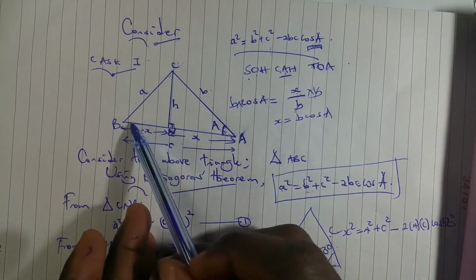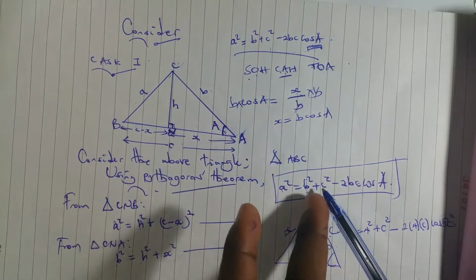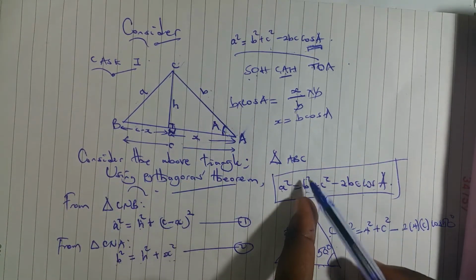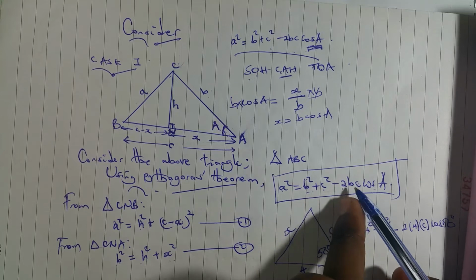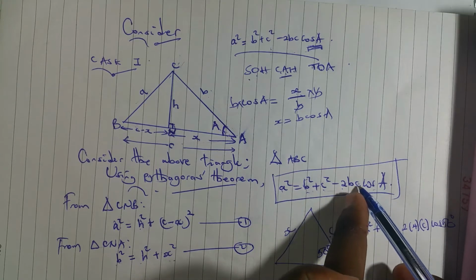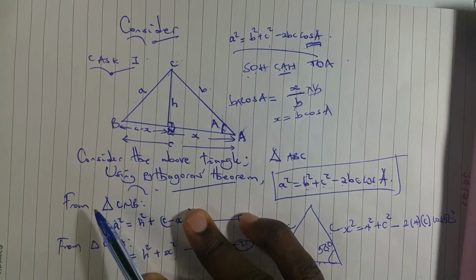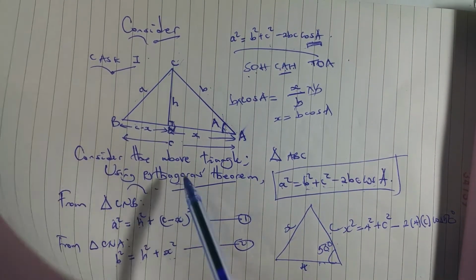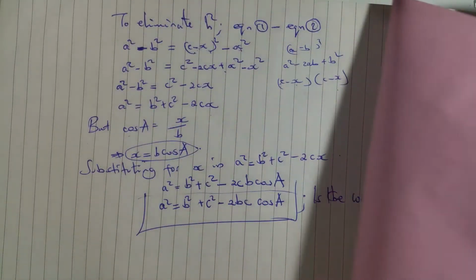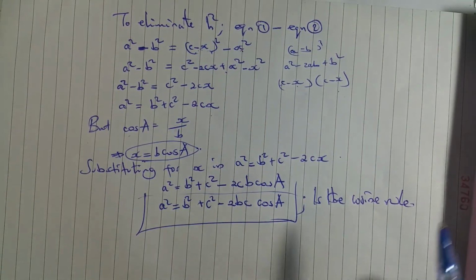So you need to notice that the sides that form that angle are the ones on this side. There's the sum of their squares minus twice the product of those sides and the cos of that angle. Hope I'm clear there. So I think we can now continue. That's basically the cosine rule.